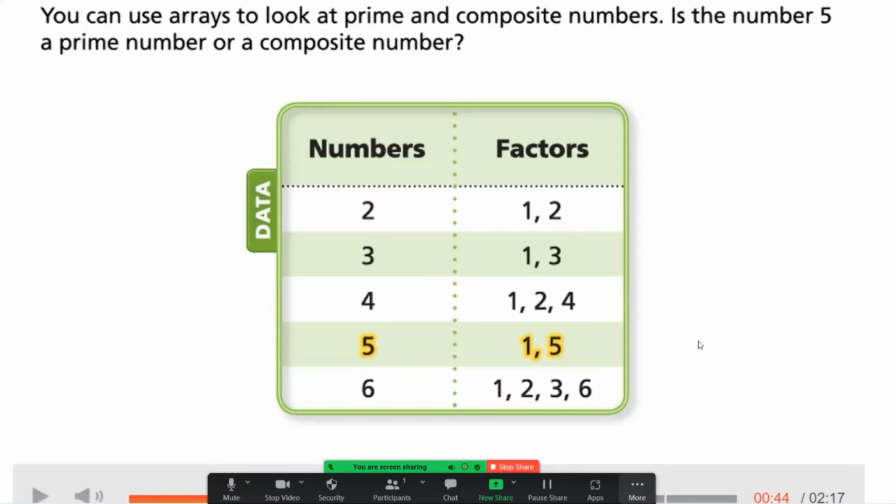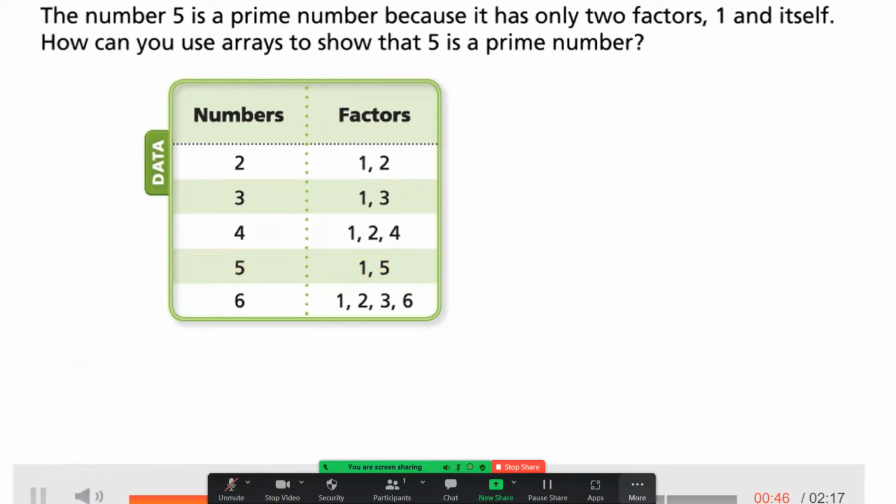Now here, remember, we said prime numbers are numbers that have exactly two factors, 1 and themselves, and composite numbers have more than two factors. So since the only way we can make 5 is 1 times 5 or 5 times 1, 5 is a prime number. The number 5 is a prime number because it has only two factors, 1 and itself.